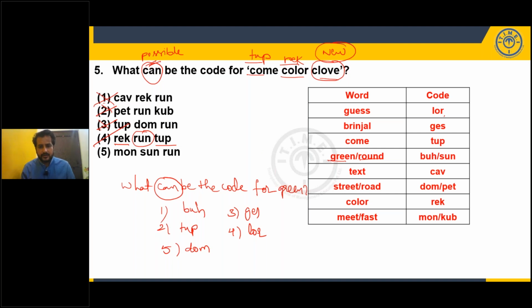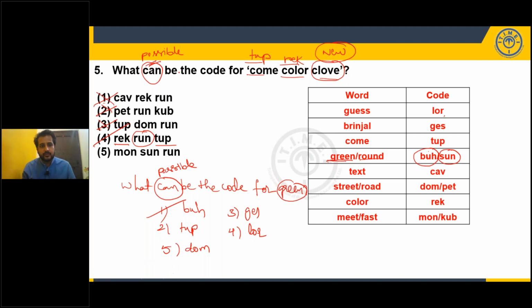Okay. Now what can be the code for green? Can be nothing but possible only. So what can be the possible code for green? BUH or HUN. So one of these two will be available in the choices because they have mentioned possibly. So the purpose of this question is we have to find the possible code for green. So only one of these two will be given in the choices, which is available BUH. So my answer is choice 1. Clear?